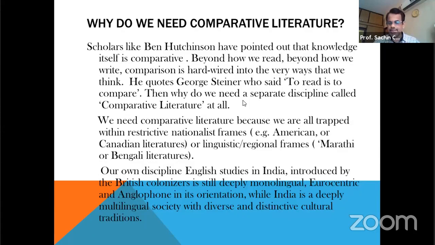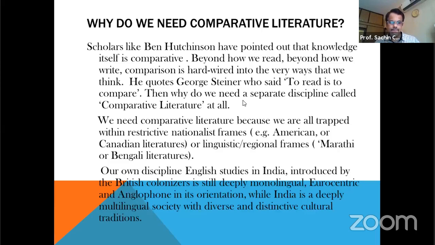We need comparative literature because we are all trapped within certain restrictive nationalist frames, like American or Canadian, or we are trapped within linguistic and regional frames, like Marathi or Bengali literature. Our own discipline, that is English study in India, introduced by British colonizers, is still deeply monolingual, Eurocentric, and Anglophone in its orientation. While India, as a social and cultural reality, is a deeply multilingual society with a diverse and distinctive cultural tradition. So there is a historical mismatch between monolingual English studies, which became a kind of model for all other literary studies.